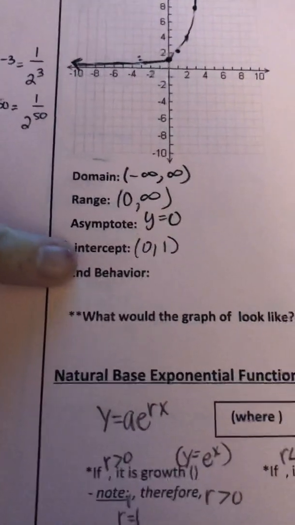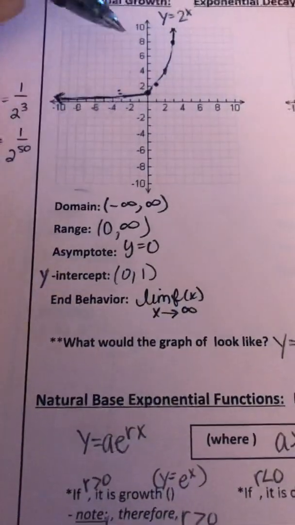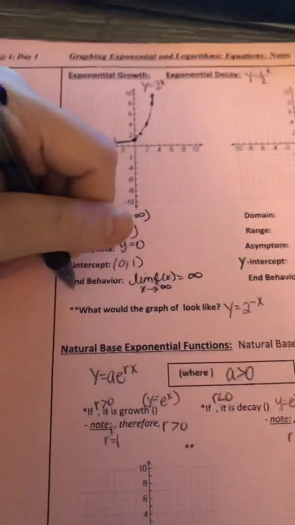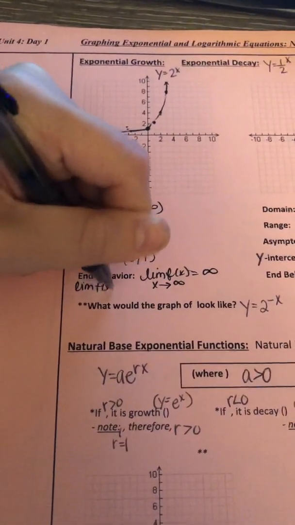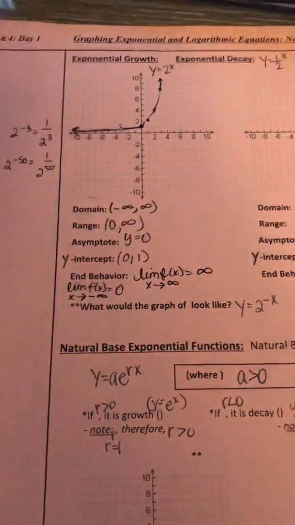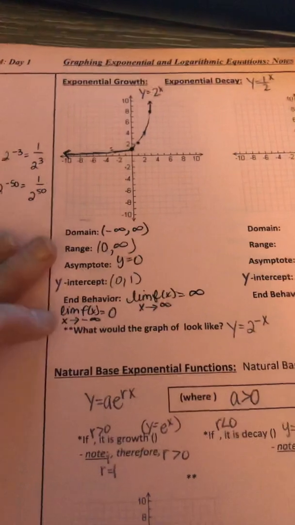And then end behavior. So the limit of f of x as x approaches infinity, this one's going to be very simple. It's going to keep going upwards, so that's going to give us infinity. Then the limit of f of x as x approaches negative infinity will be 0 for us. All right, so this is going to be just the basics of our exponential.